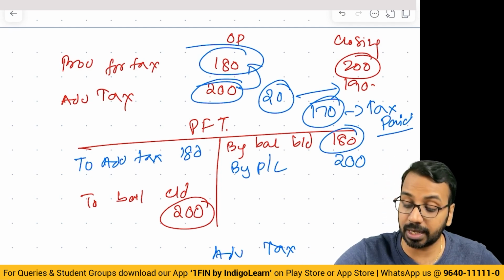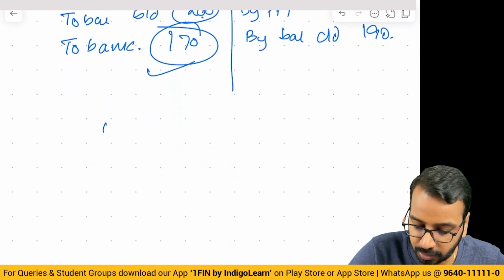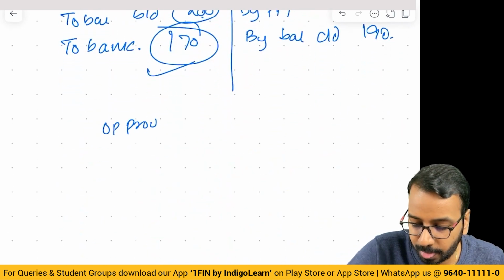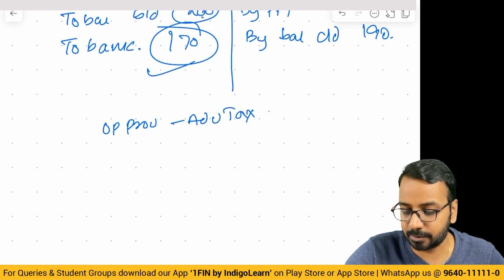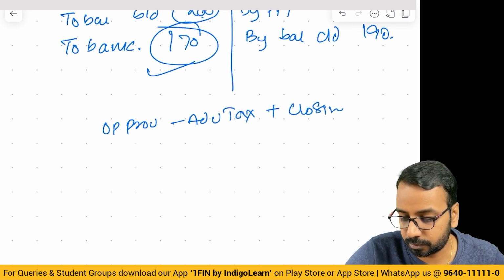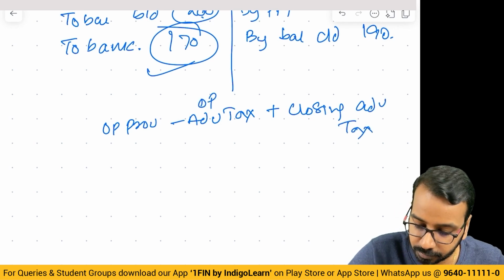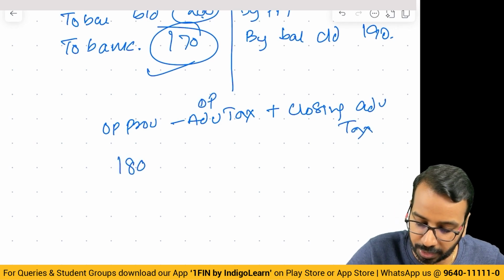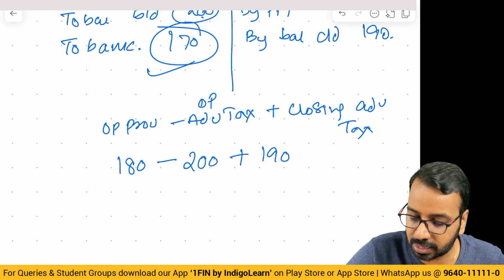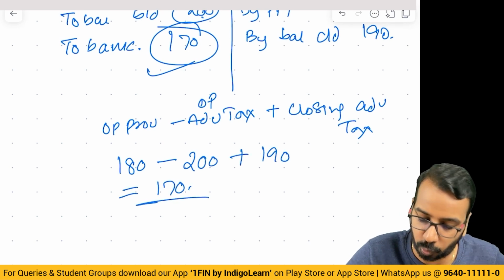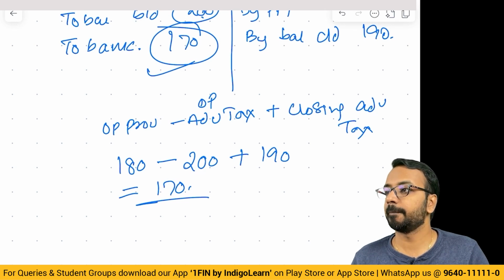So in the exams we cannot directly take the closing balance. So what you can do for simplicity is opening provision minus advance tax plus closing advance tax. So opening provision 180 minus advance tax 200 plus closing advance tax 190, this is 170. This also can be done. Others, is it clear?